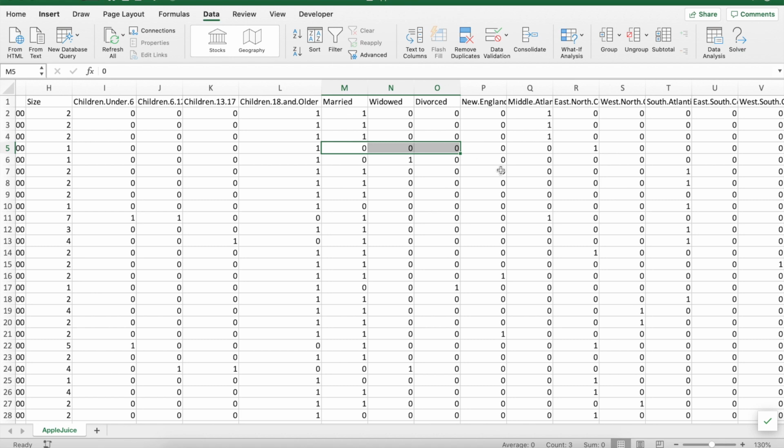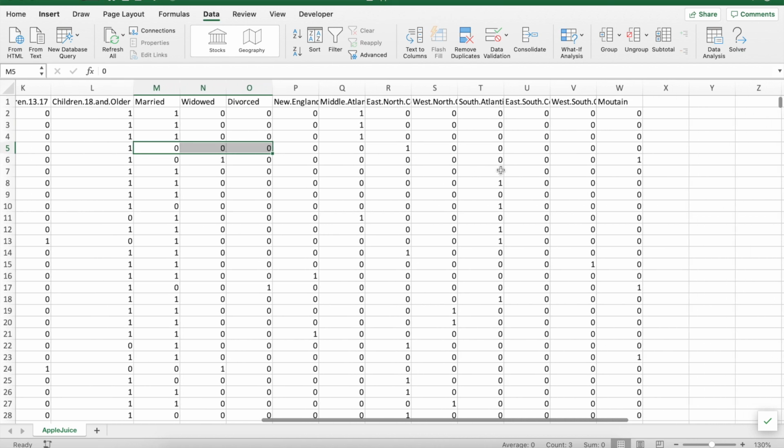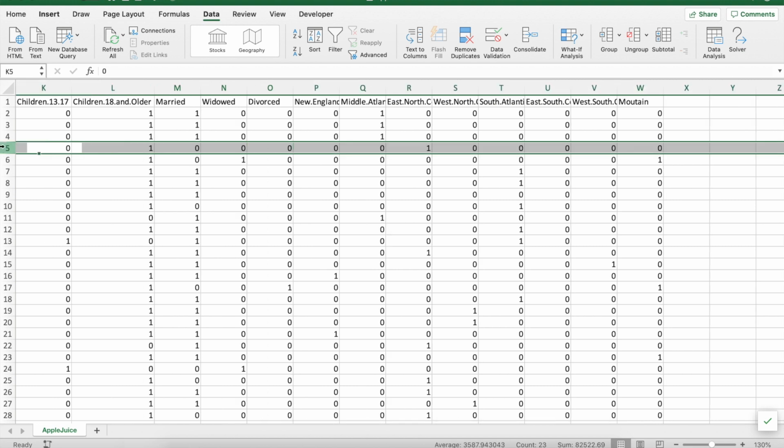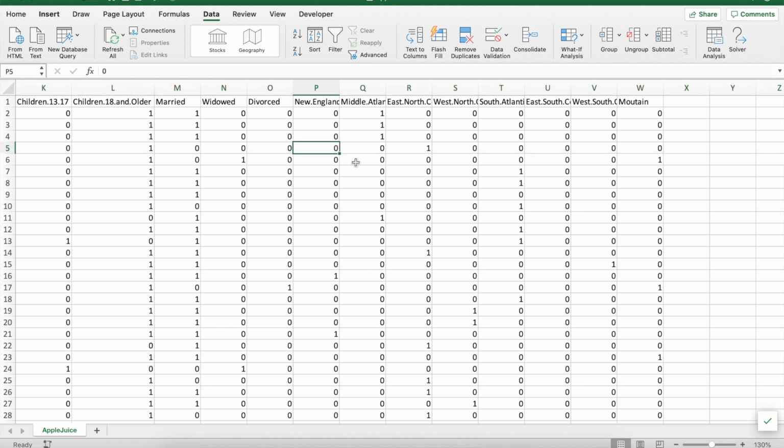Okay. And then we have a bunch of additional categories that we're not going to use here, but feel free to if you'd like. These are geographic indications. So for each individual observation, we have dummy variables of where that purchase was made. The categories here are New England, Mid-Atlantic, East North Central, West North Central, South Atlantic, East South Central, West South Central, and Mountain. It's a lot of categories. The omitted category here is the Pacific.